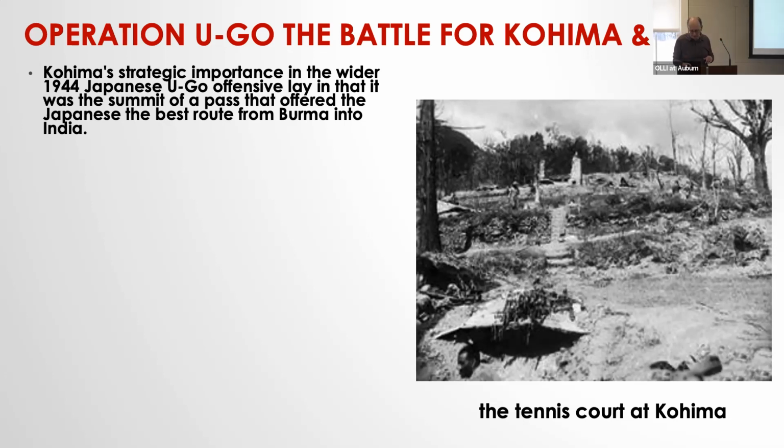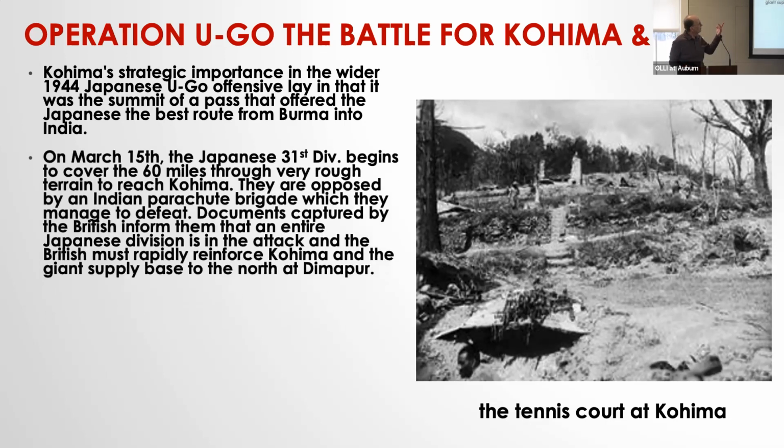And this is the best route into India from Burma. So the Japanese 31st Division, that's the northern piece, they begin a 60-mile hike through the jungle. Again, driving their animals ahead and carrying their artillery shells on their back. And they run into an Indian parachute brigade. And that Indian parachute brigade is going to basically try to defend this area, but they're certainly overmatched, and the Japanese managed to drive them away. But now the British and the Indians realize that this isn't just an attack by a regiment, this is an attack by an entire division.